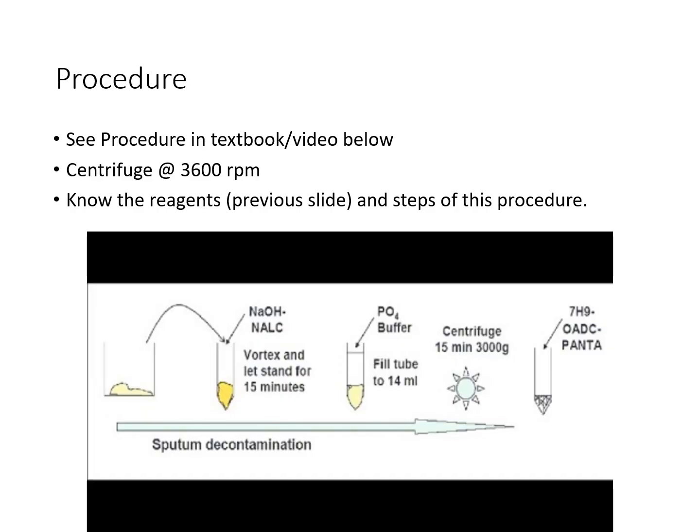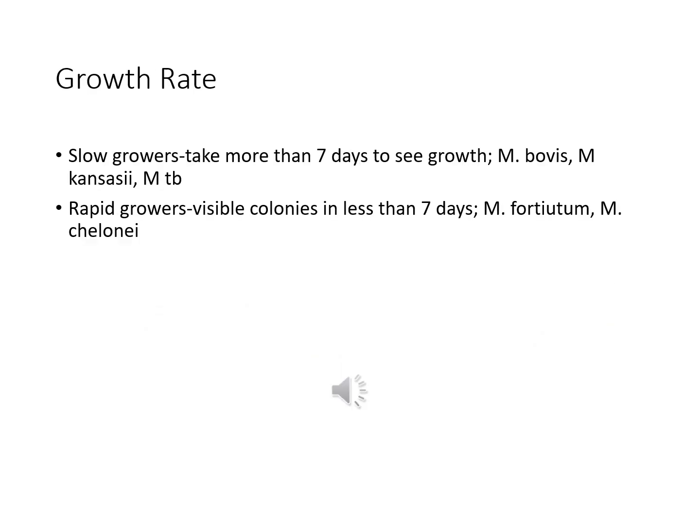We're going to allow it to react for the specific time, which is typically 15 to 20 minutes. Then we're going to neutralize with buffer or sterile water, and then centrifuge at 3,600 rotations per minute for about 15 minutes. We're going to discard that supernatant. We're going to use the sediment, and that's going to be used for acid-fast staining, for culture, and molecular testing.